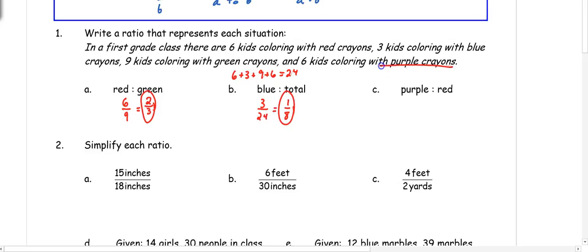C, we have purple to red. So we have 6 kids with purple and 6 kids with red. So we have 6 over 6, which equals 1 over 1. Remember that you need to write it as 1 over 1 because it's a ratio comparing things. If you just write 1, it's not being compared to anything else.